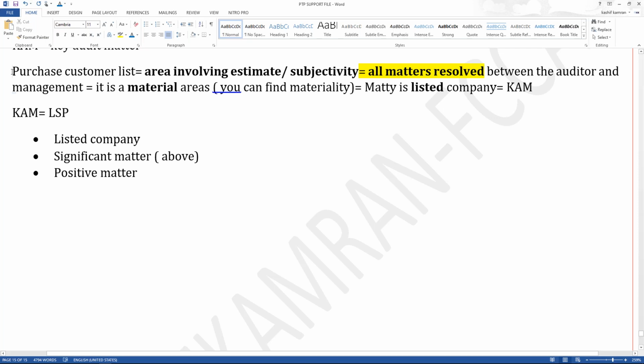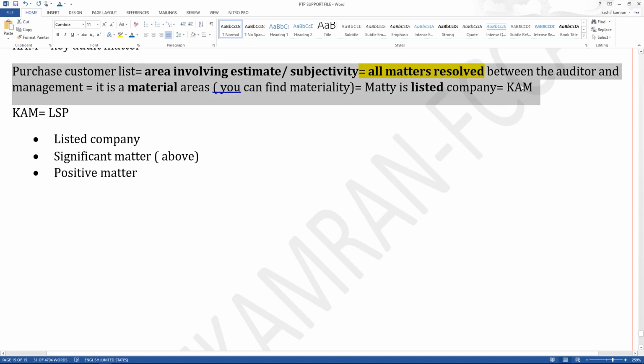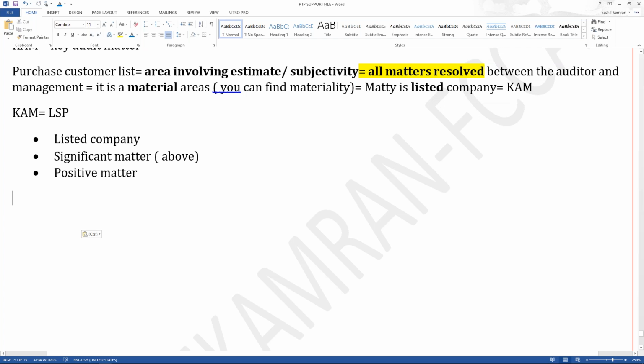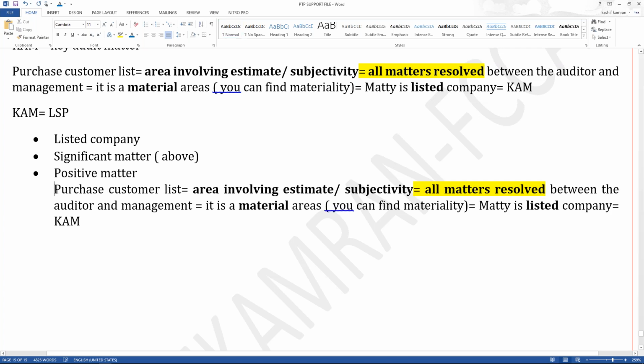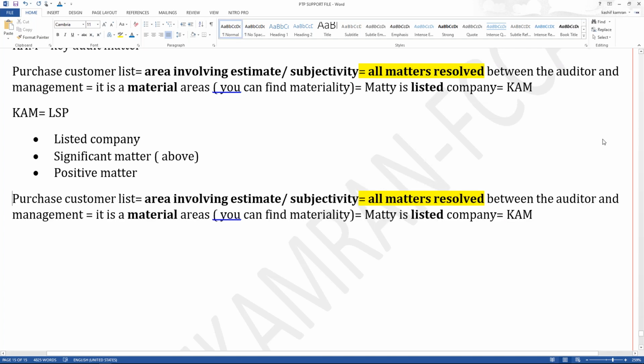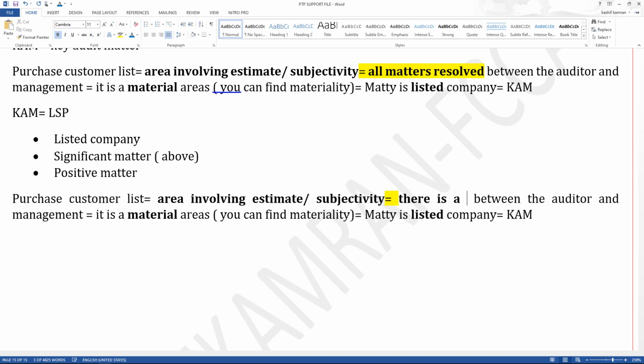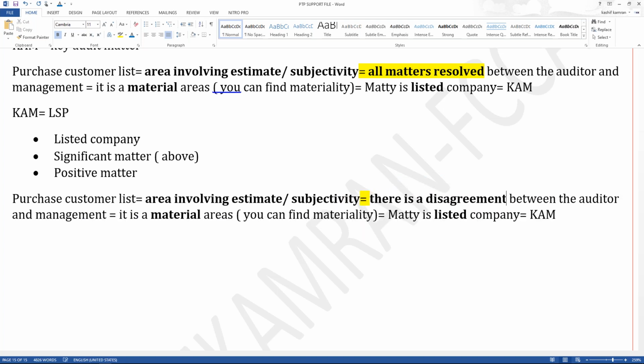Tell me this. Copy this formula from above and bring this formula down. Tell me who is a clever student. Purchase customer list is equal to an area involving estimate and subjectivity. All matters resolved. Let me write over here. There is a disagreement between the auditor and the management. See, I changed the statement.